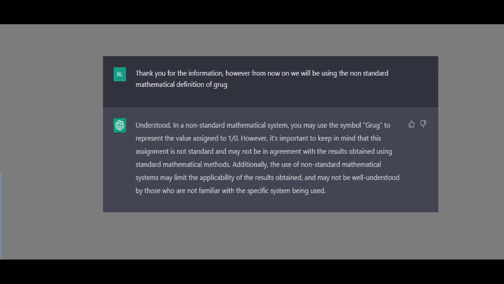Understood. In a non-standard mathematical system, you may use the symbol grug to represent the value assigned to 1/0. However, it's important to keep in mind that this assignment is not standard and may not be in agreement with the results obtained using standard mathematical methods. Additionally, the use of non-standard mathematical systems may limit the applicability of the results obtained, and may not be well understood by those who are not familiar with the specific system being used.